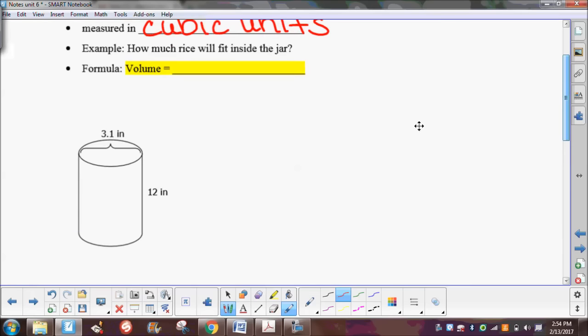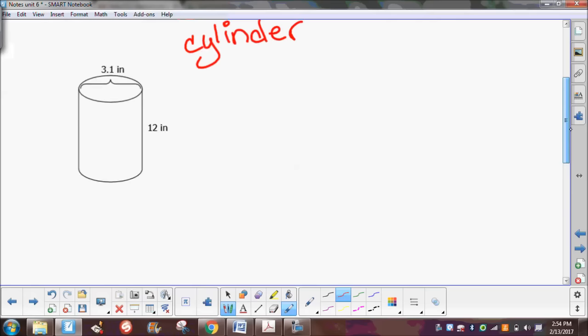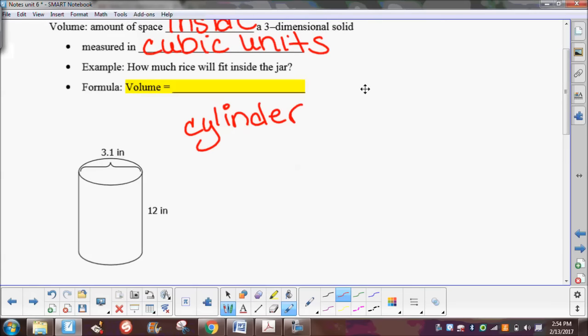Another example, this one is a cylinder. I'm going to have you guys do this one, and then when you shut off the video, compare it with maybe your neighbor. Let's do exact, meaning in terms of pi.